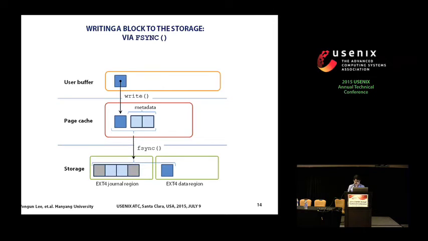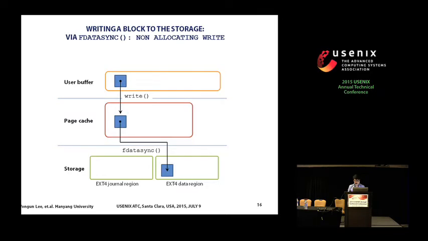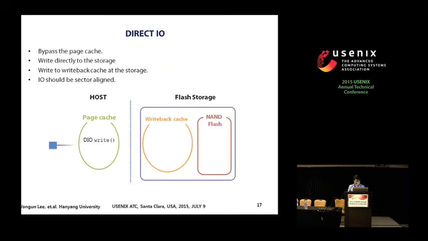This is the I/O path for writing 4 kilobytes using buffered I/O with fsync to the storage. In both allocating and non-allocating write, the file system journals updated metadata of the file. Fdatasync in allocating write is the same as the fsync case. But if there are no allocated blocks, the EXT4 file system only writes data blocks.